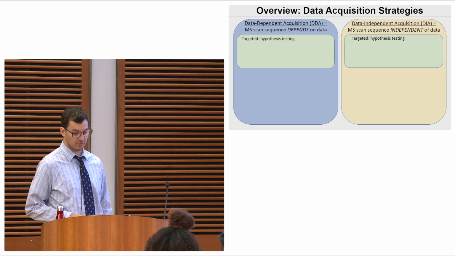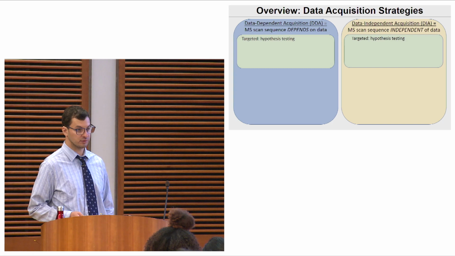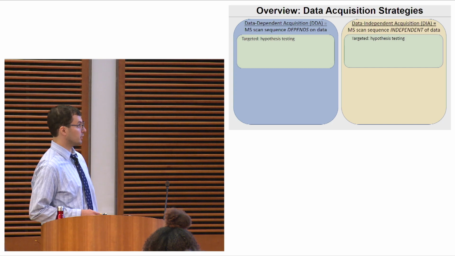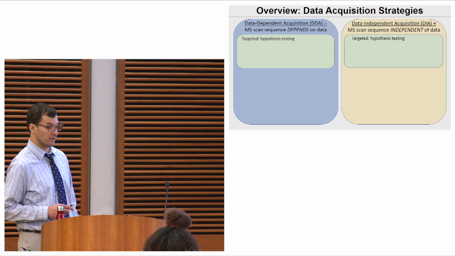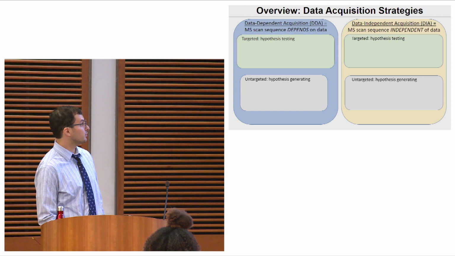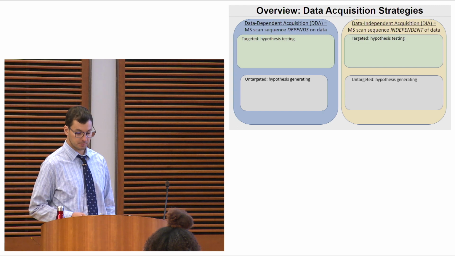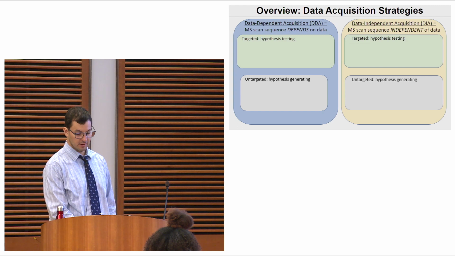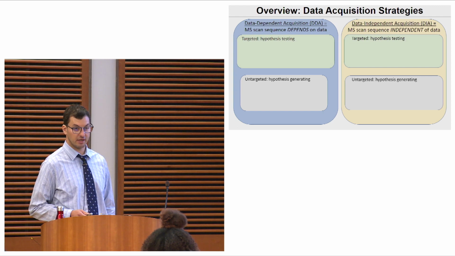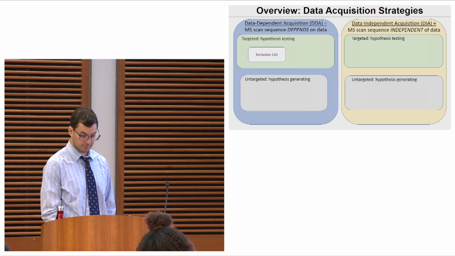So for example, if you have a hypothesis that one protein or a small set of specific proteins are altered in your biological condition, and you want to test that hypothesis, then you would use a targeted method to follow the peptides for that protein or set of proteins. If you don't know which proteins might be involved in your biological response or your phenotype of interest, then you would use an untargeted DIA or DDA method to discover those changes and follow up on them.